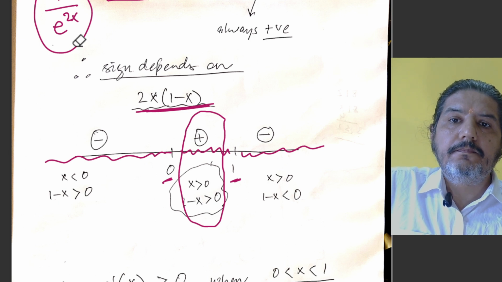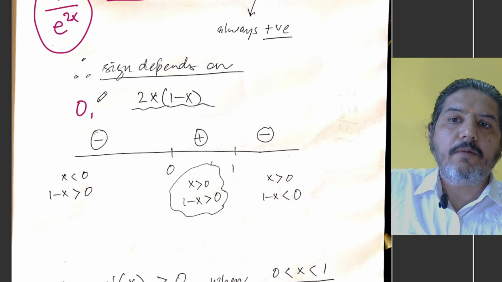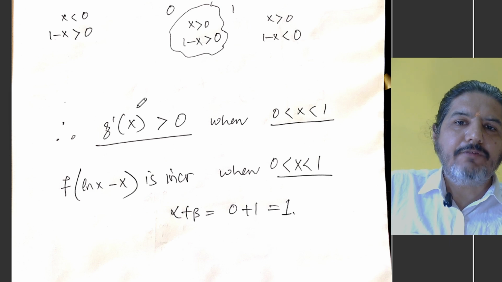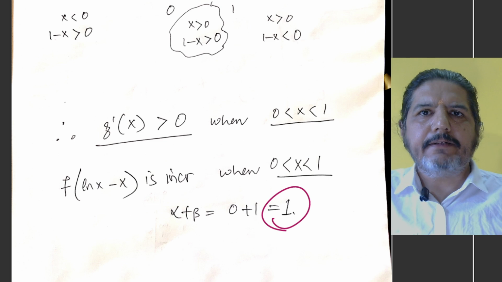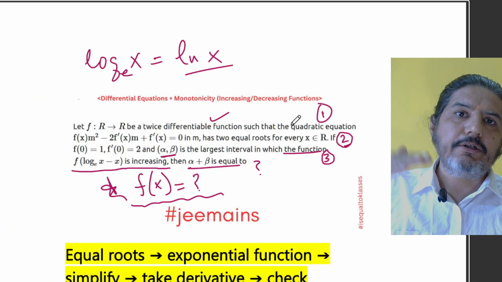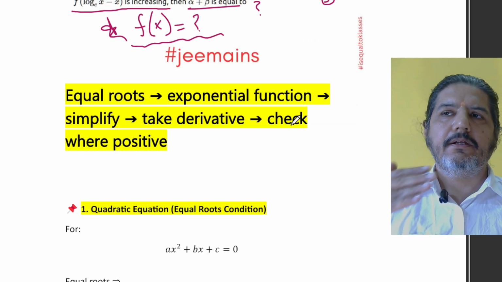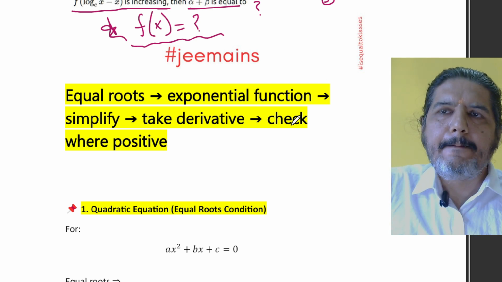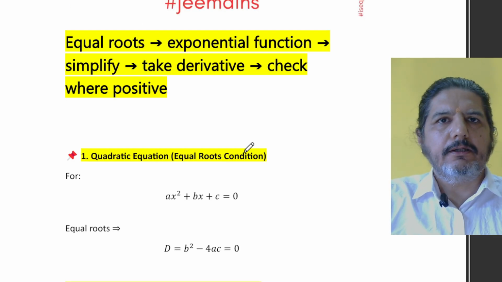So this interval is basically 0, 1. So my alpha would be 0 and my beta would be 1. And alpha plus beta therefore would be equal to 1. I found this pretty interesting, but the only thing is that you should have a thorough knowledge of all the topics, and this is a JEE Mains question. So very quickly you should be able to go through all the steps without any mistake.